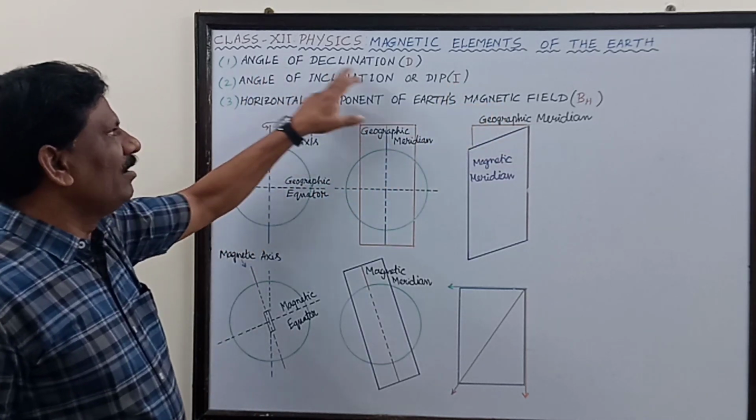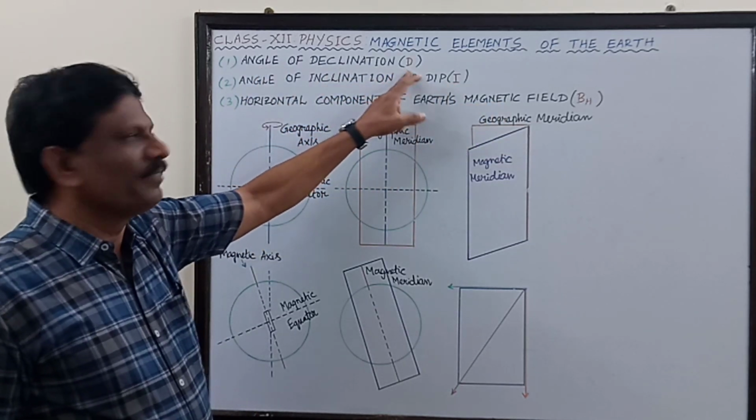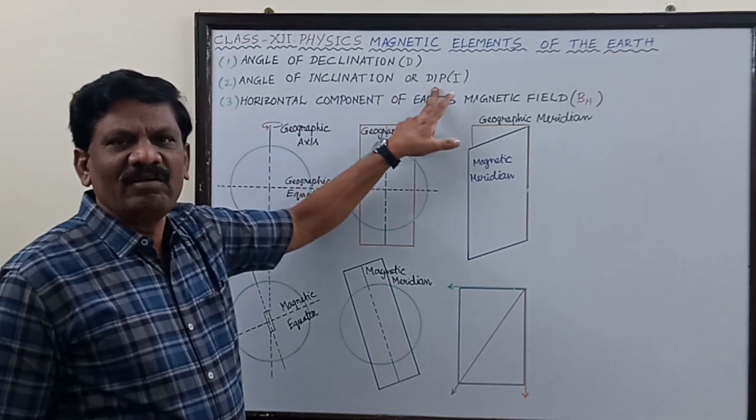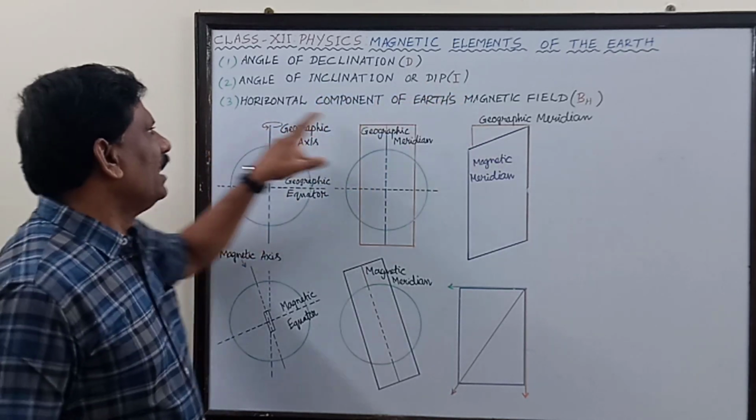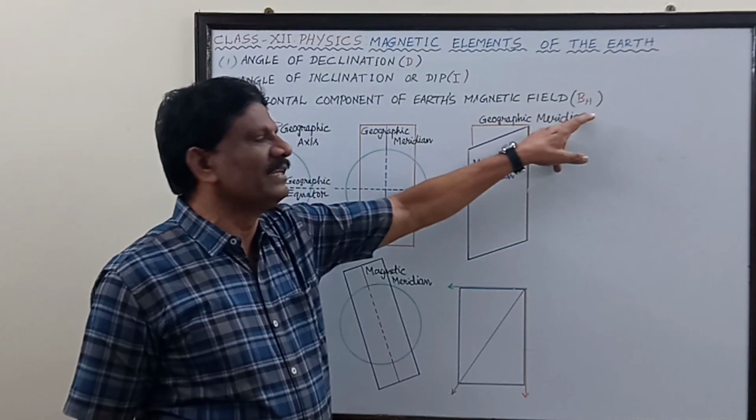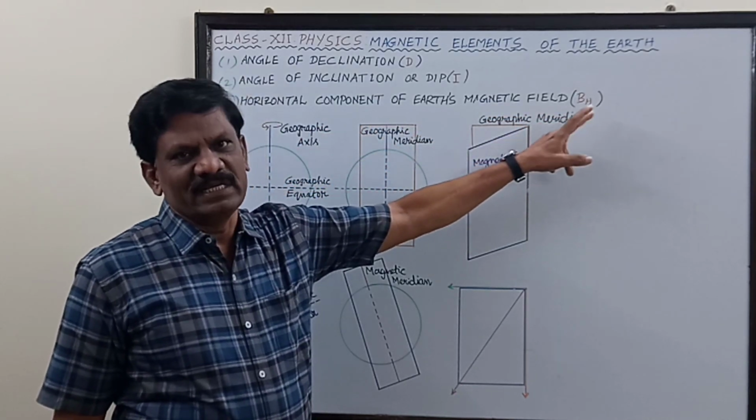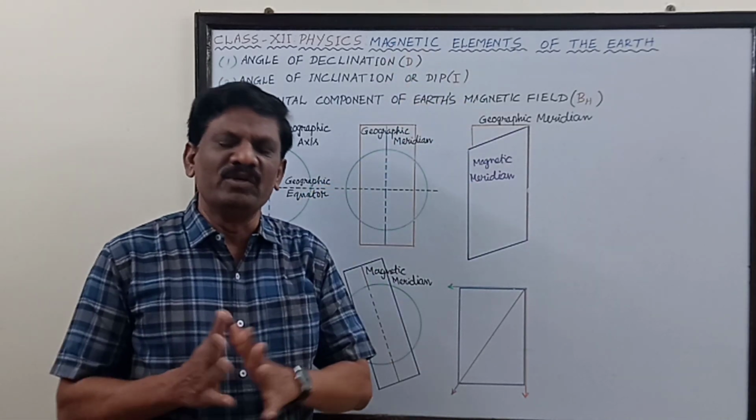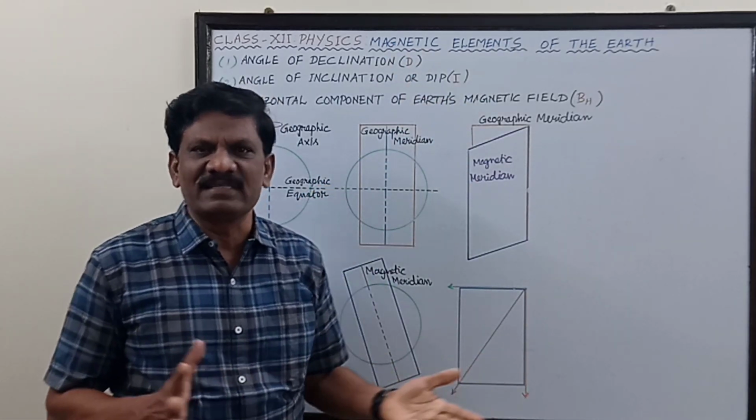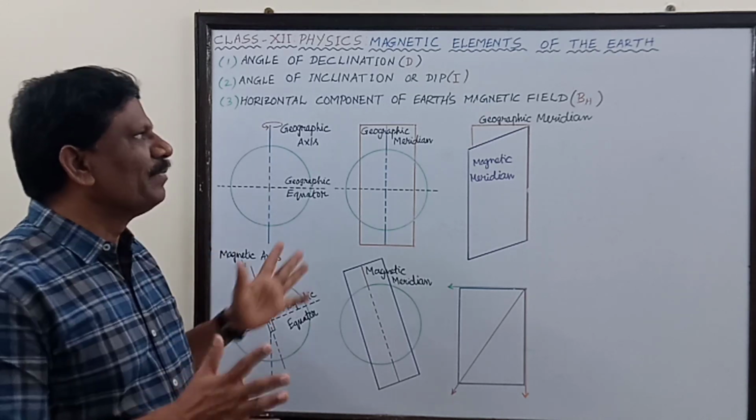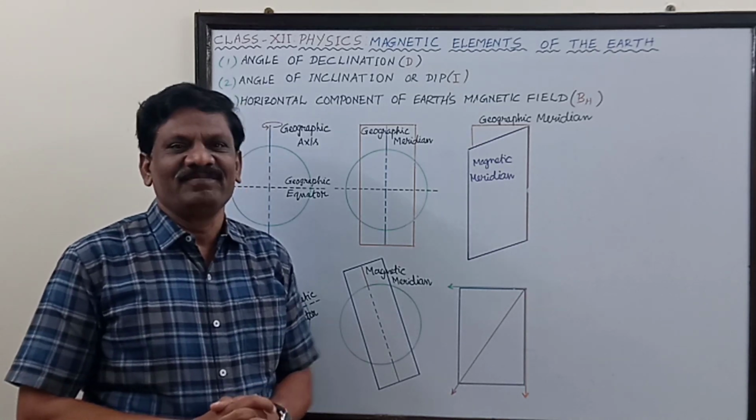One is the angle of declination, D. Second is the angle of inclination or angle of dip, I. And third is the horizontal component of Earth's magnetic field, denoted by the symbol BH. All these three are very important for solving numerical problems in board exams as well as competitive exams. So let us understand thoroughly about these three magnetic elements of the earth.